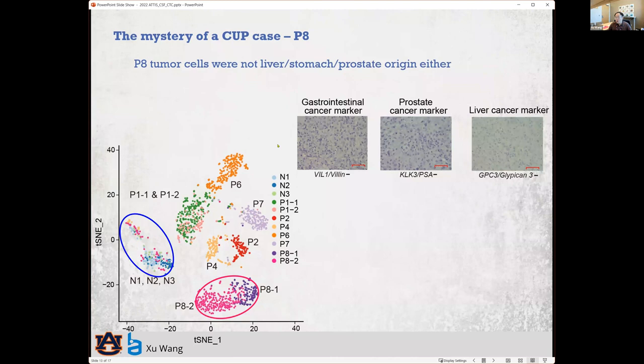So we want to know the origin of this CUP case, and we did staining for a gastrointestinal cancer marker, prostate cancer marker, and liver cancer marker. They were all negative.